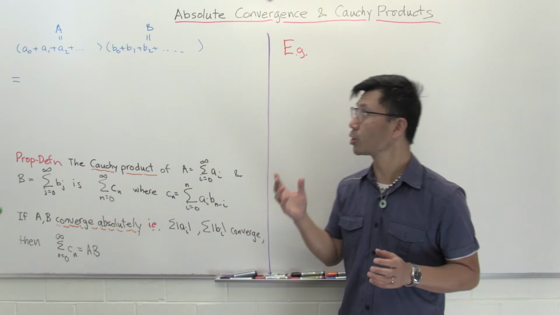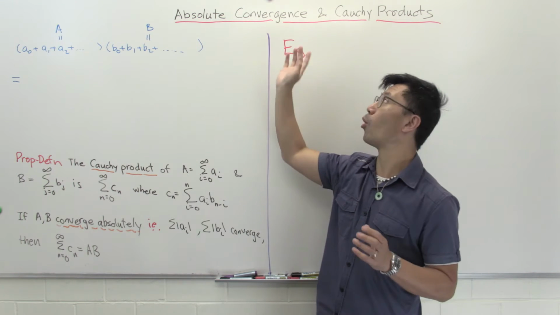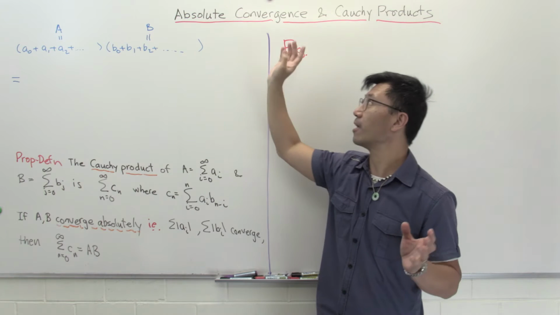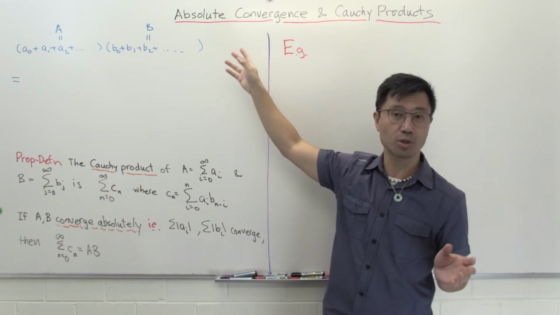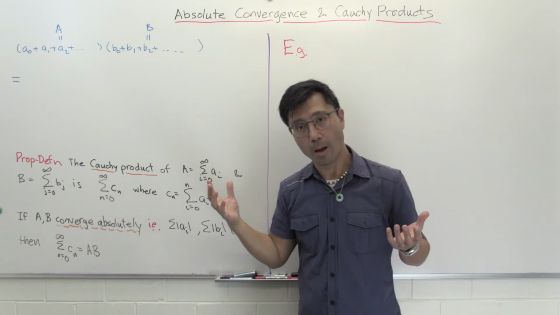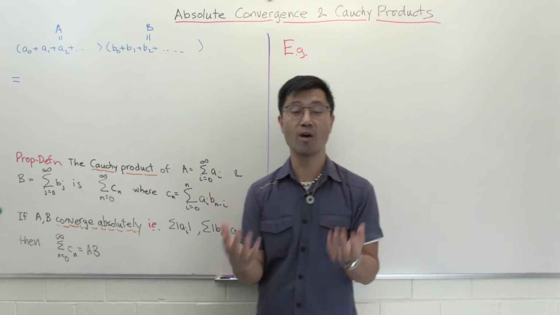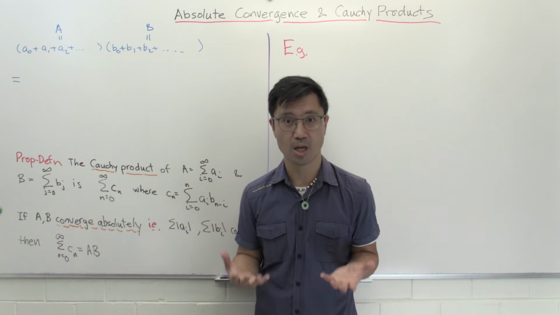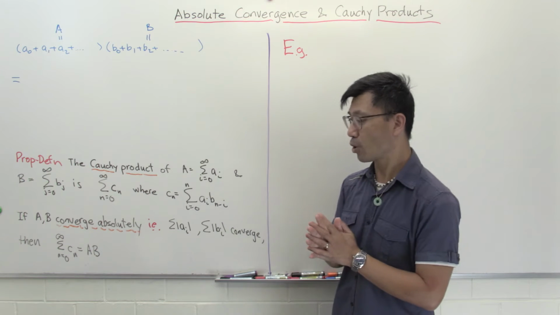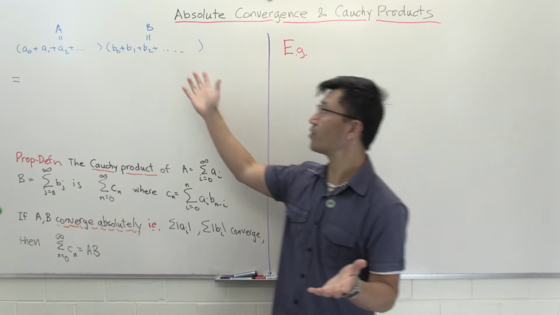In this video, I want to talk to you about an important technical condition on infinite series called absolute convergence, and also about the notion of Cauchy products, which allows us to define a way of multiplying two infinite series together. Okay, so to start, let's suppose we're given two infinite series.